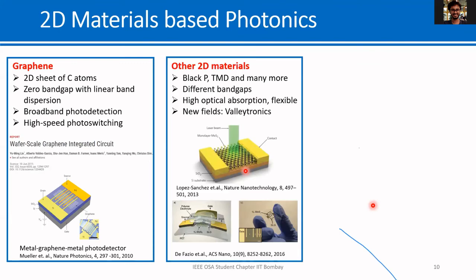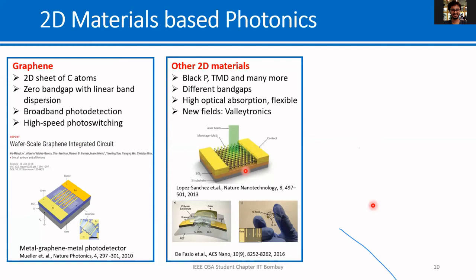So there are other two-dimensional materials like black phosphorus or the transition metal compounds, which have band gaps ranging from 0.3 eV all the way up to 2 to 2.5 eV. So why are these materials quite prominent in research? Because these materials have high optical absorption and they are flexible. That is, for the upcoming applications in flexible electronics and biosensors, these devices play an important role.